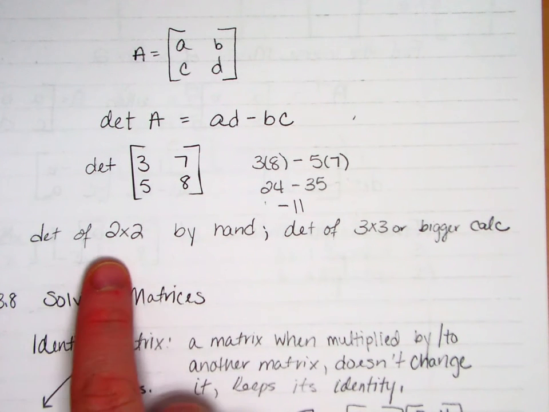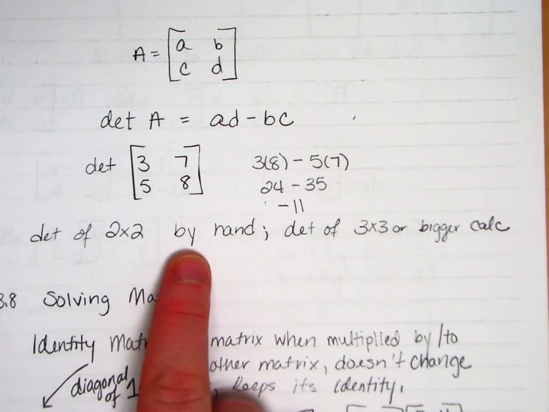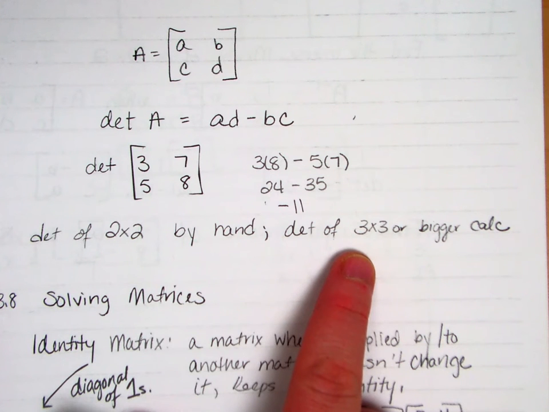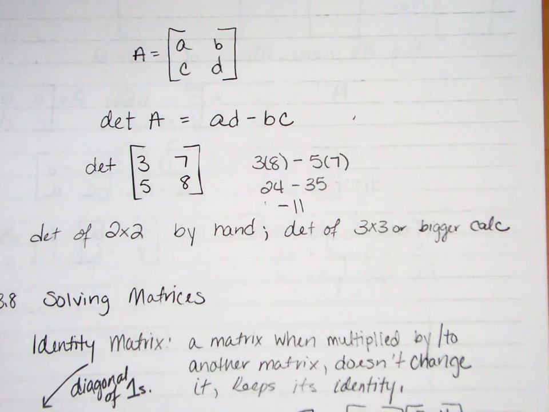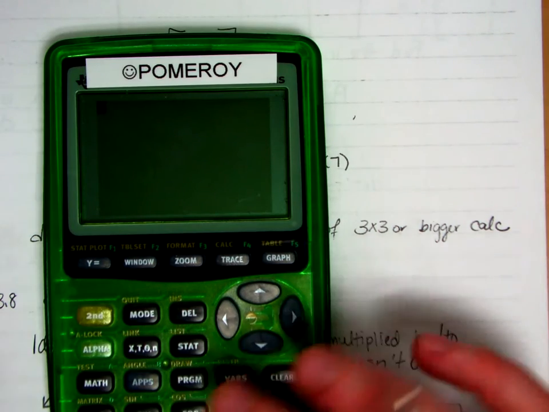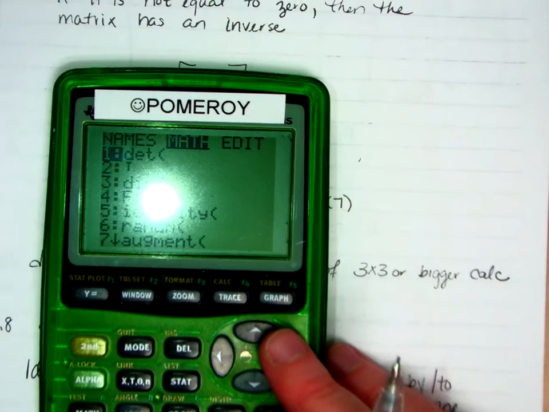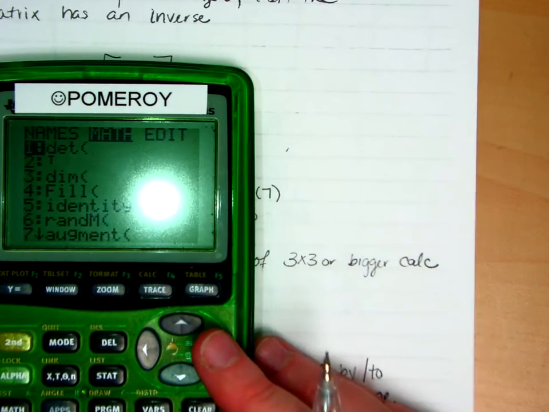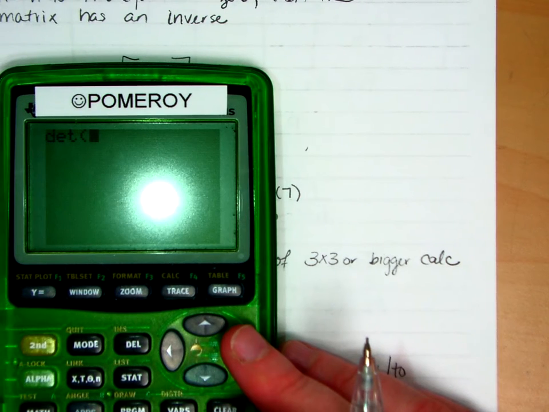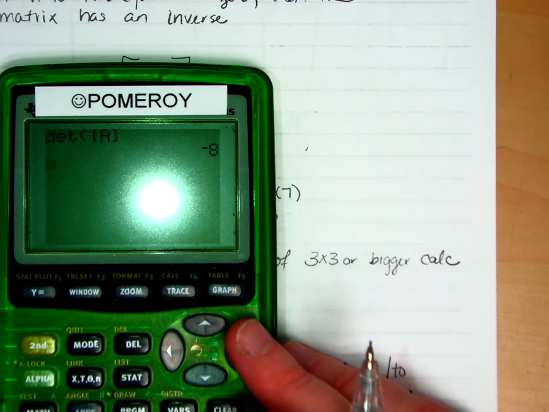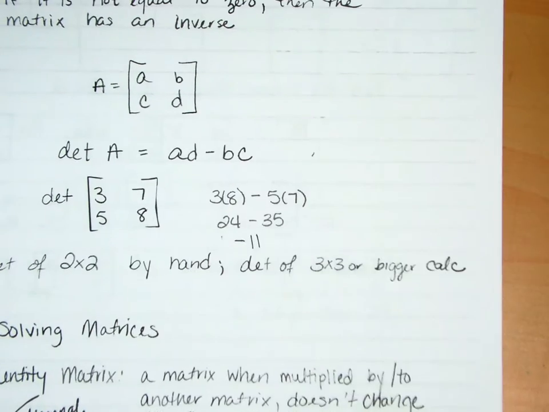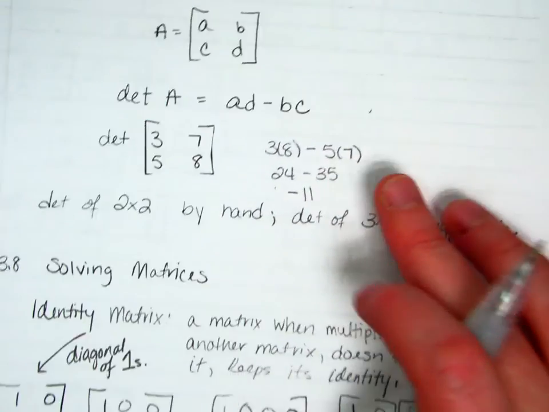When you do a determinant of a 2 by 2, you'll do that by hand. If you have a 3 by 3 or larger square matrix, you will have to use your calculator. On your calculator, if you would like to check it, you can always check it in matrix. If you go over to math, the determinant is right there. So you would do determinant and then go matrix, and you can check it, but I will tell you this, if you don't show your work by hand for a 2 by 2, you will not get credit.